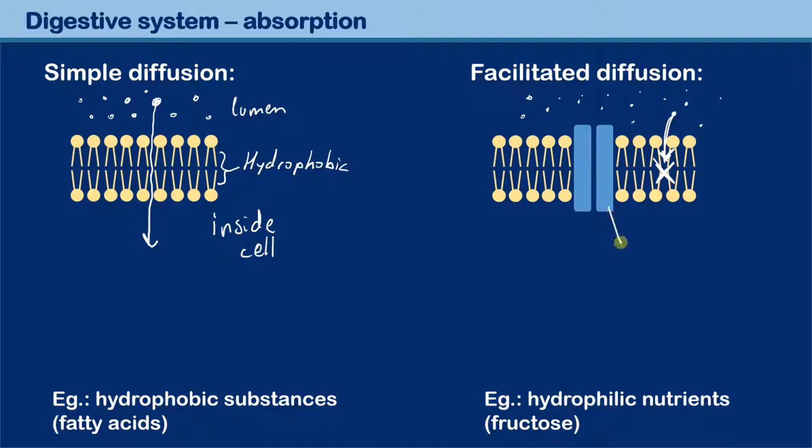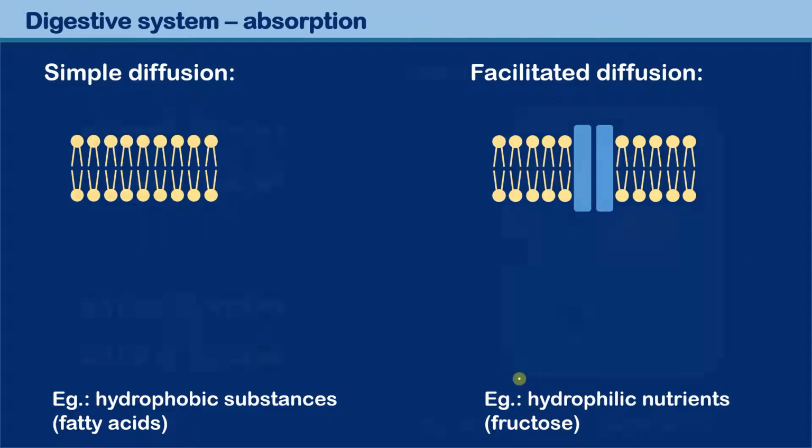But what you have over here is a so-called channel protein. And this channel protein now has a little hole in the center, and these hydrophilic molecules are now able to go through to the other side by diffusion, because the channel protein makes it easier to diffuse. It's called facilitated diffusion. It does not require energy, just the same as simple diffusion. You do not need ATP or any other energy source. An example of a substance that does this is fructose, which is fruit sugar.